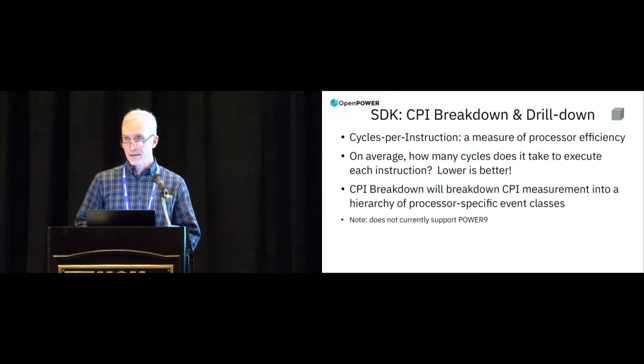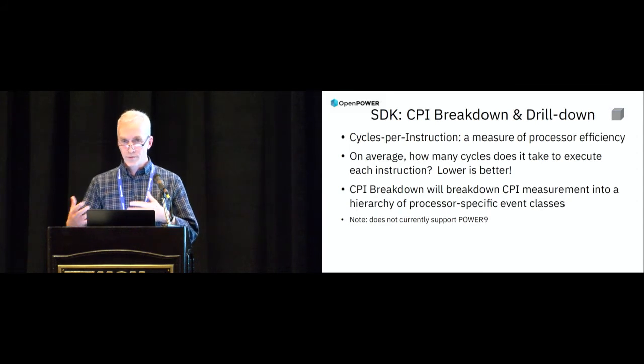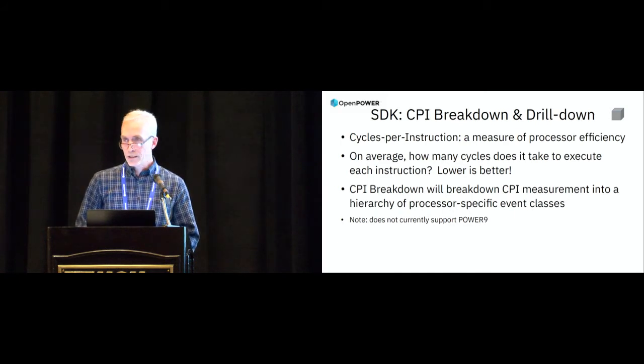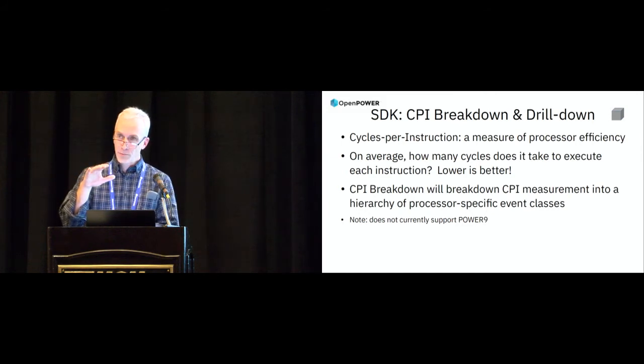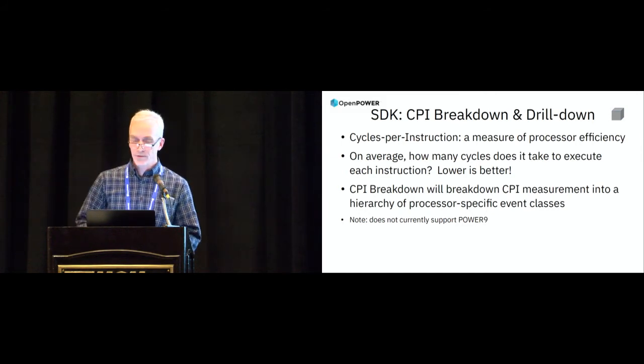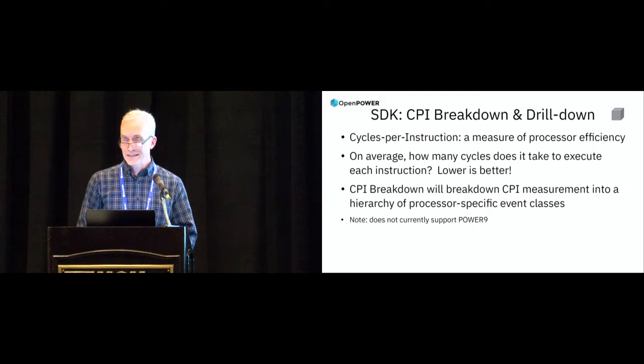But that measurement in itself doesn't really tell you what's going on, what makes it high, or how you can address trying to get it to not be so high. So the breakdown will break down that single metric into a hierarchy of hardware events where you can do further detailed analysis based on the characteristics of the processor under load.